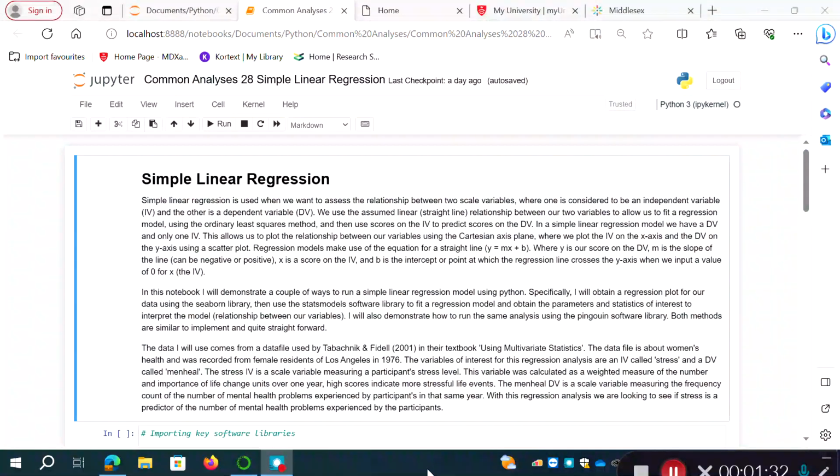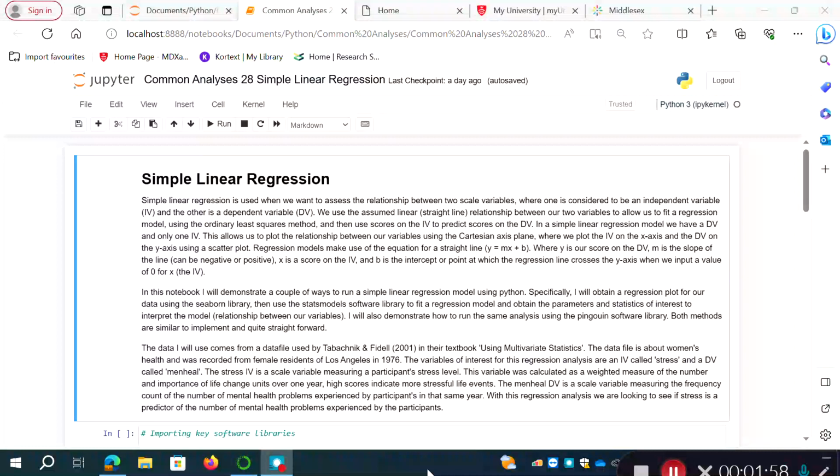That allows us to plot the relationship between our variables using a Cartesian axis plane, where we can plot the independent variable on the x-axis and the dependent variable on the y-axis and use a scatter plot. And regression models make use of the equation for a straight line, which you probably learned at school in algebra. That equation is in slope-intercept form. I believe it's y equals mx plus b.